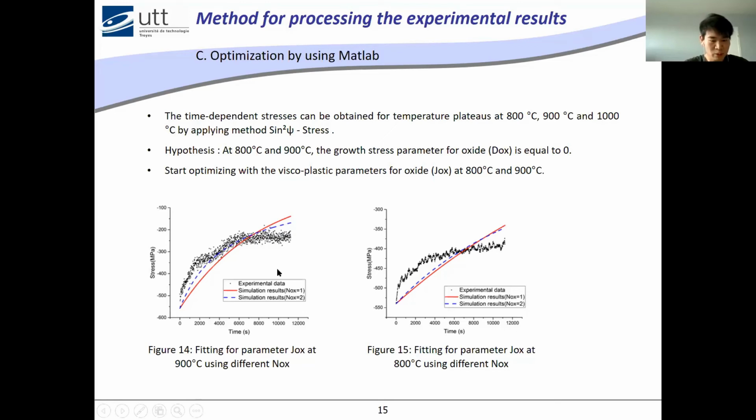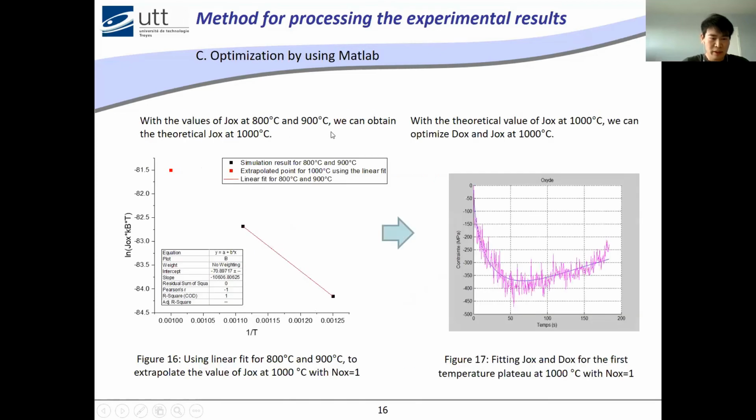Here is an example of fitting the parameter Gox at 900 and 800 degrees. With the values of Gox at 800 and 900 degrees, we can obtain the theoretical Gox at 1000 degrees. And using the theoretical value of Gox at 1000 degrees, we can optimize Dox and Gox at 1000 degrees at the same time.